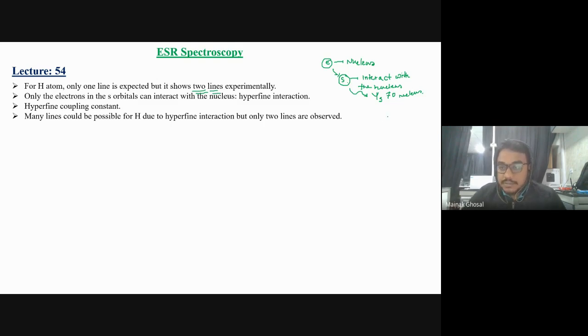So for hydrogen, which has the electronic configuration 1s1, this one electron present in s actually interacts with the nucleus, and you know for the hydrogen nucleus I equals half. Since I equals half, two mI values are possible. mI equal to plus half, or it could be mI equal to minus half, right? So these two I values are possible actually.